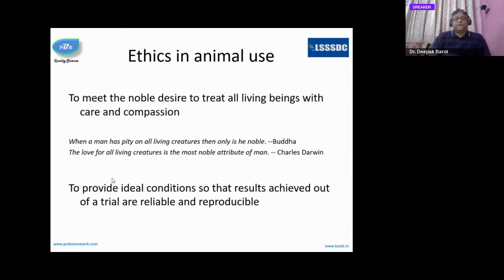And please, I was talking about environmental conditions for each of the animals. So please provide them ideal conditions. It is definitely good for animals. As long as they are alive, they have feasible, optimal environmental conditions. And from a scientific perspective, if you provide them ideal conditions and they are well maintained, the data which you get out of it is also going to be reliable and reproducible. So that's the reason ethics is important not only for the animals' sake but for us also, because if you maintain best animal welfare practices, the data which you get out of the experiment is also more authentic.